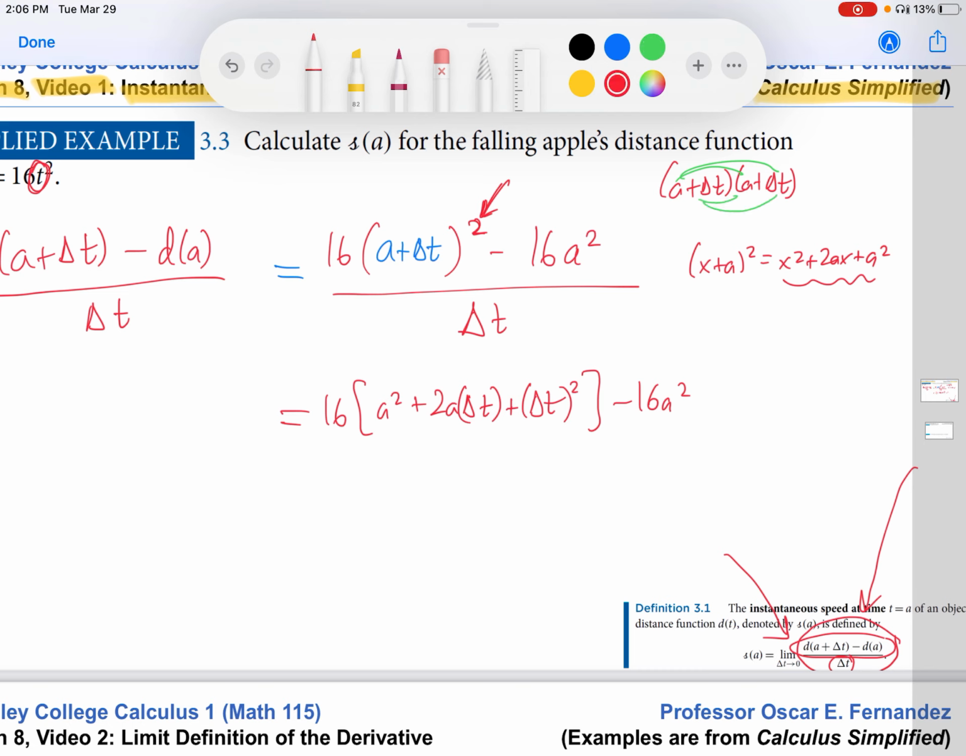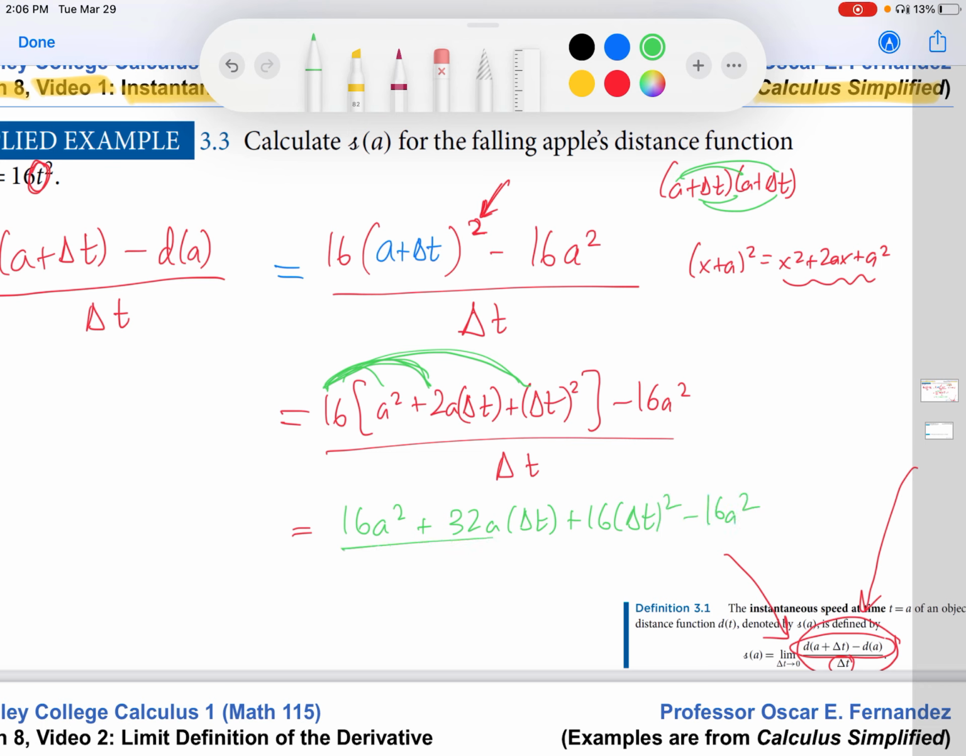All right. And then the denominator is still delta t, so nothing changes there. Next, I will distribute the 16 to each one of these terms. So I get 16a squared plus 16 times 2, 32a delta t. And then 16 times delta t squared. Okay. And then I'm still subtracting a 16a squared divided by delta t.